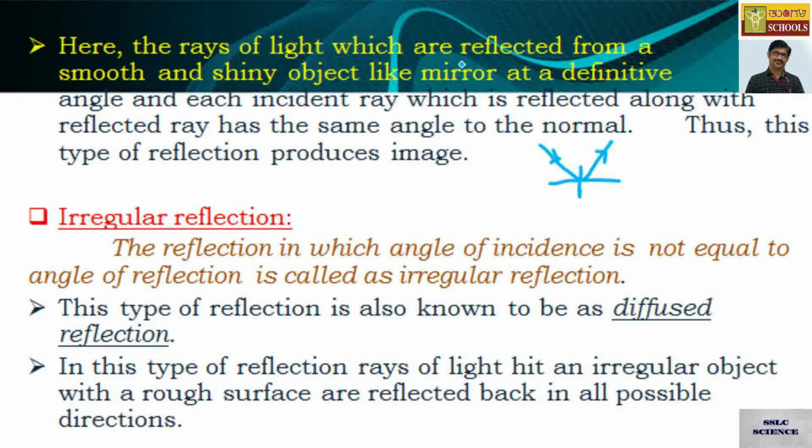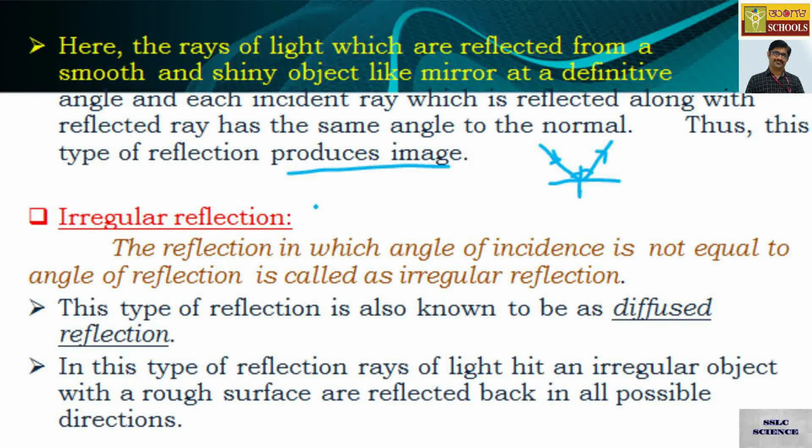The rays of light which are reflected from smooth and shiny object are at a definite angle, and each incident ray which is reflected along the reflected ray has same angle to the normal, means these two angles are same. Thus this type of reflection produces image. Since the incident rays of light and reflected rays are in a definitive angle, this type of reflection produces image.